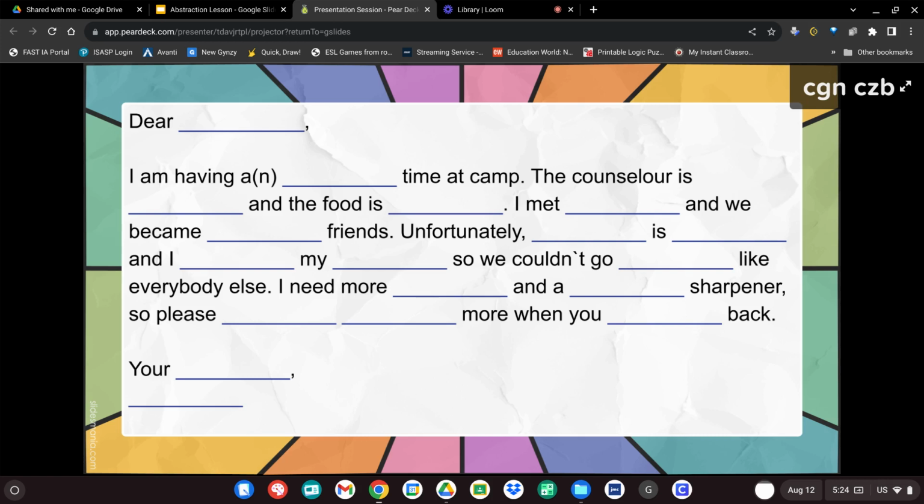So now I want you to use that answer box you have on the right side of your screen to type out this letter, putting things into those blanks.